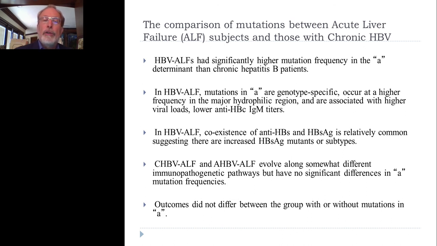In this acute liver failure, coexistence with anti-HBs can be seen. So some patients have surface antigen and surface antibody. We sometimes can explain that by these S antigen mutants where the antibody that is present isn't binding the surface antigen. Outcomes do not necessarily differ between the groups with or without mutations in terms of some specific clinical outcomes.